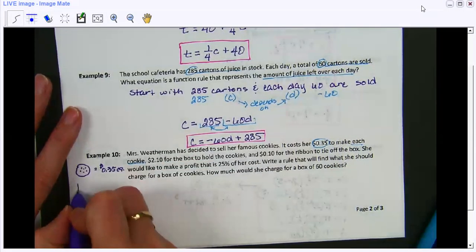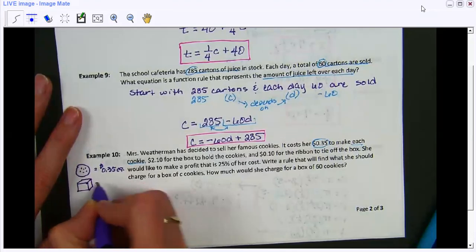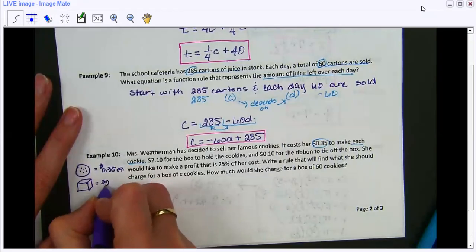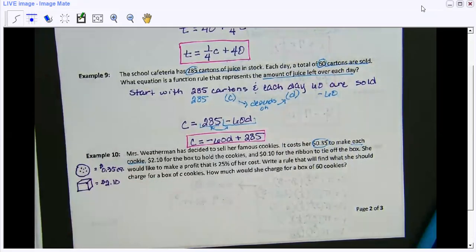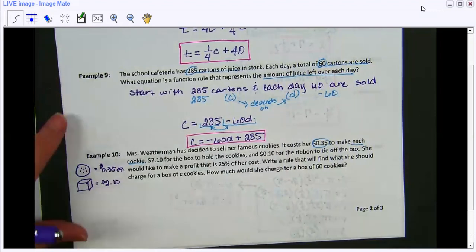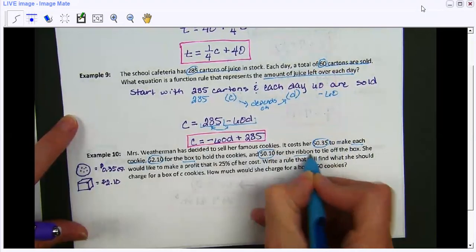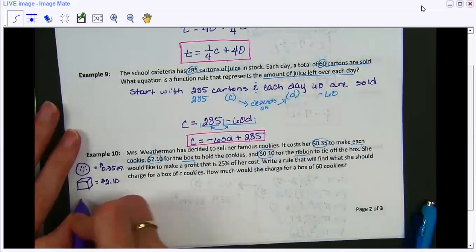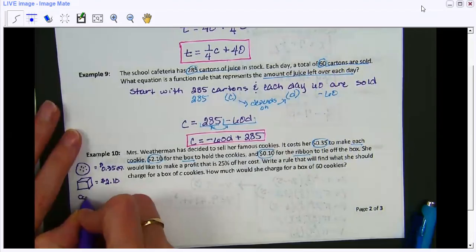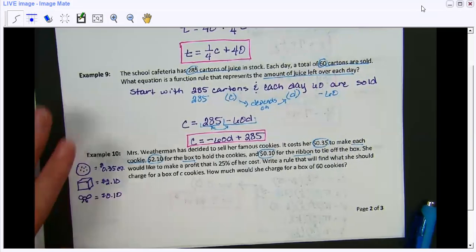Then the box is $2.10. It doesn't say $2.10 for each cookie. It's just a one-time charge for the box. Okay. Then it says, so we have $2.10 for the box. Now we have 10 cents for the ribbon to tie off the box. Now we're not going to have multiple ribbons. All right. So just one ribbon to tie off the box, and that is a one-time charge of 10 cents.